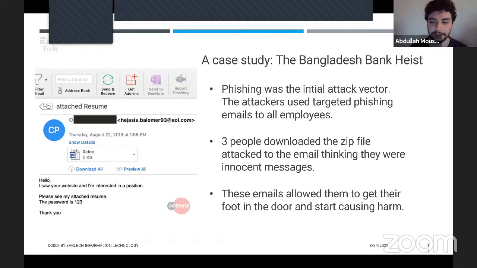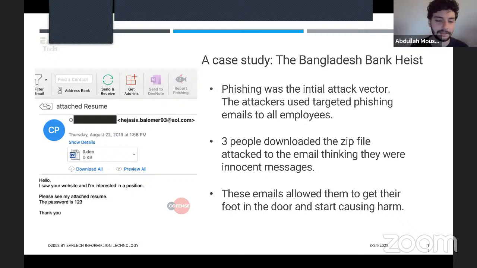Phishing was the initial attack vector. The attackers sent phishing emails to all the employees, and 3 people actually downloaded the zip files attached to the emails, thinking they were innocent messages.